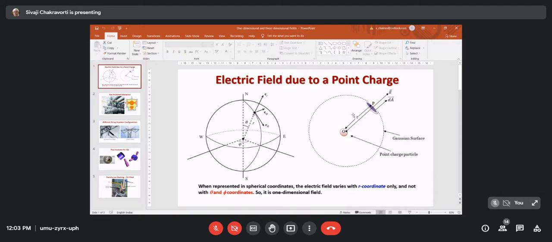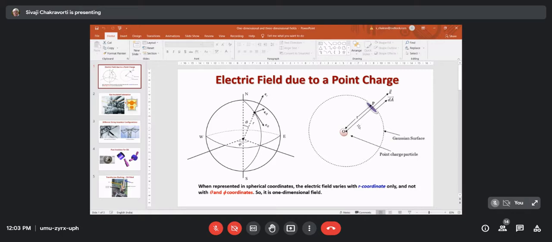So therefore, if you take the point charge particle, by the way, the point charge particle is not fictitious. Let me tell you, it's not a fictitious thing. These are practical. Why? I can give you many examples, I'll give you just after this. So therefore, it is only varying with R.